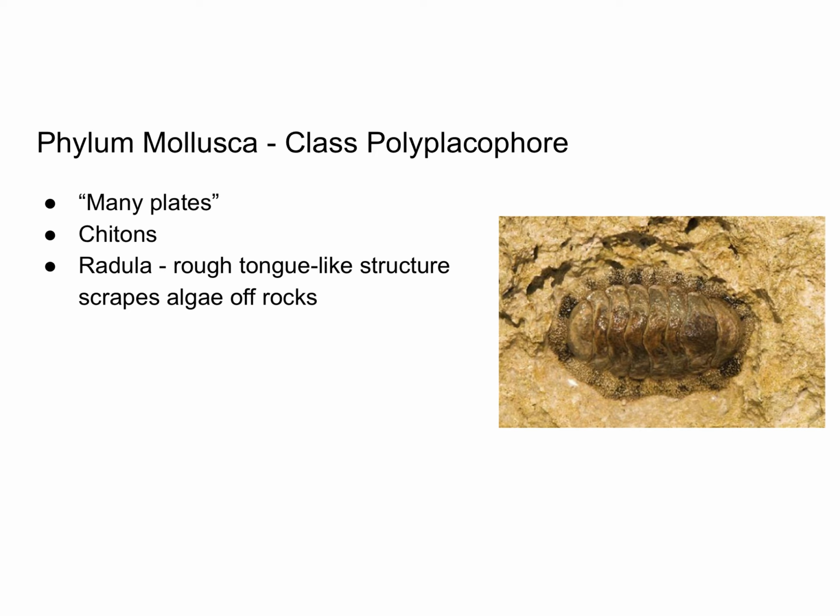So now we're going to take a look at some of the different varieties of organisms found in this phylum. First of all, we're going to talk about the class known as Polyplacophora. The name, poly, means many, and placophore must mean plate, because the name translates to many plates. As you can see in the picture, this animal is made up of multiple plates. So each one of these segments is a plate or a segment of the shell.